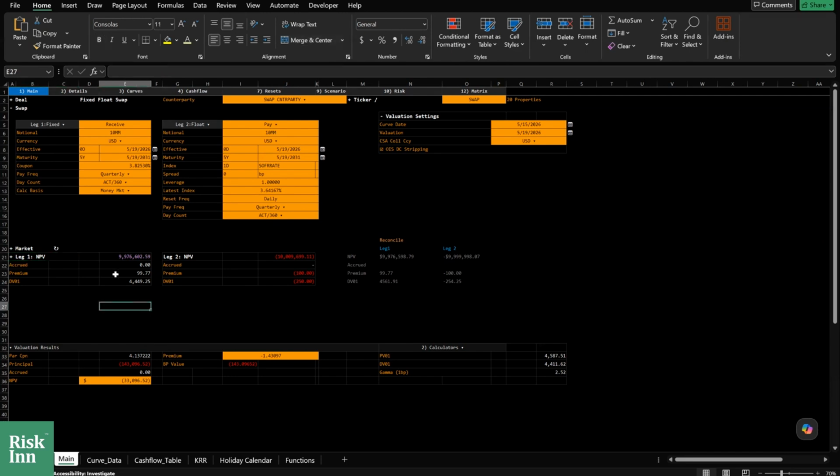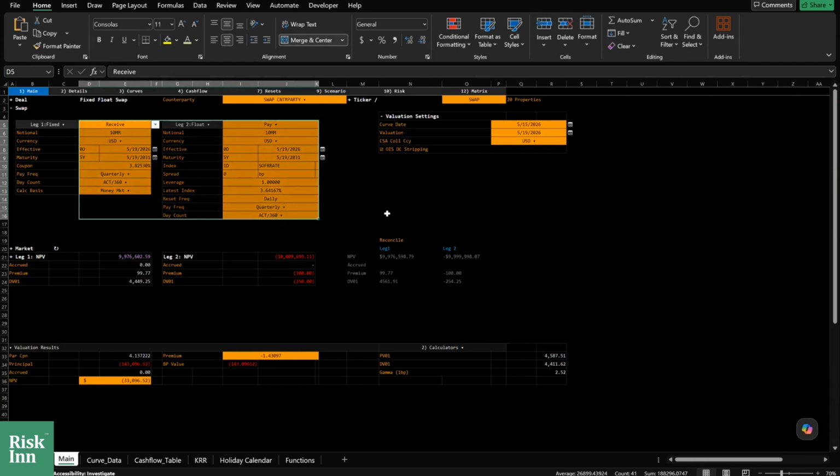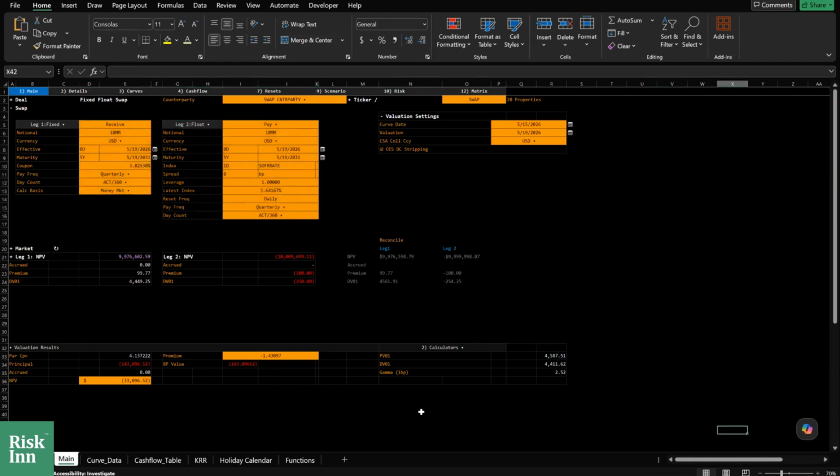So this is the dashboard that shows the present value of both the legs, and some sensitivities, DV01 and other stuff. As I said, this is the exact replica of Bloomberg, and we will be able to match Bloomberg calculations. So you should be confident going forward, because our calculations are now validated against the benchmark. Bloomberg is the benchmark.